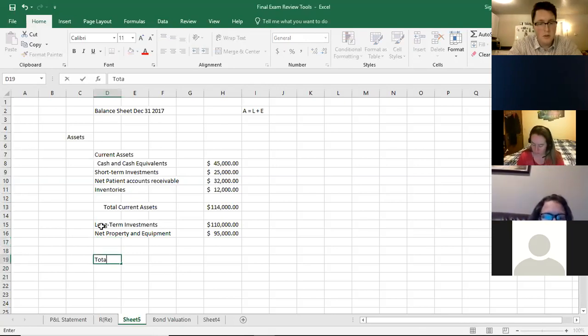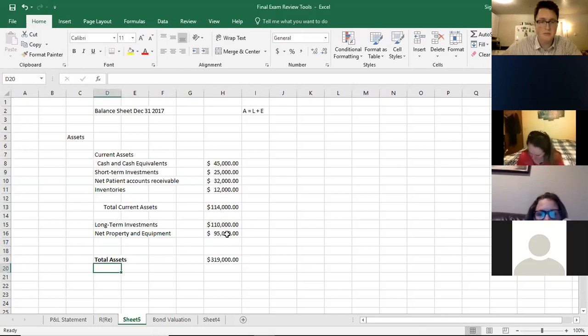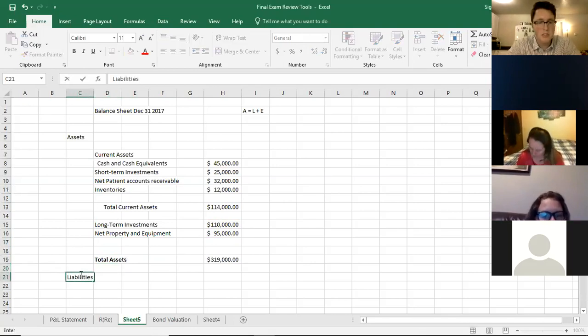So finally, you're going to total these all up. The total assets. That's going to be my total current assets plus my long-term investments plus my net property and equipment. And there is my total assets, 319,000. So the next section is going to be liabilities and equity.